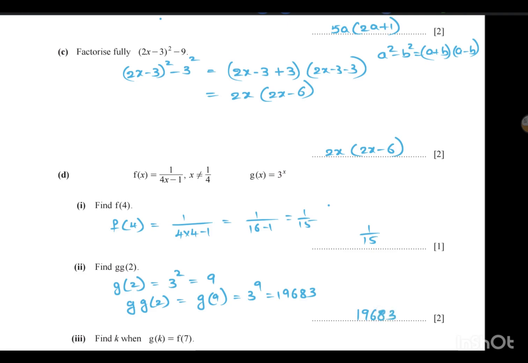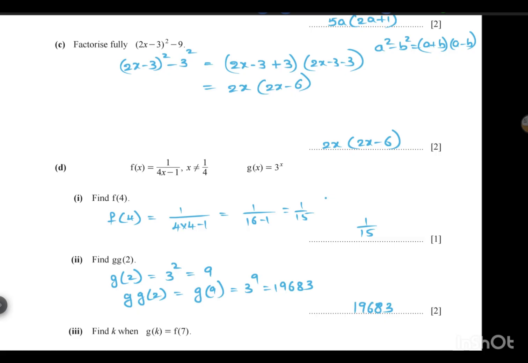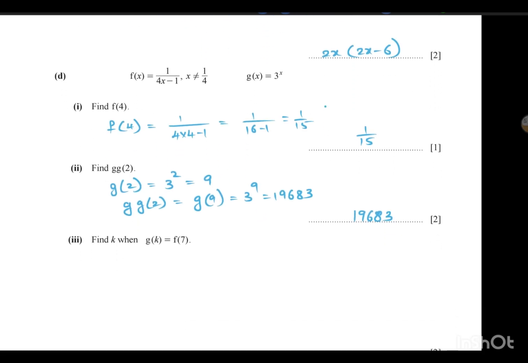Question number 3. Find k when g of k is equal to f of 7. So g of k is equal to f of 7, which will be 1 by 4 into 7 minus 1. So 1 by 24, 4 8s are 32. 32 minus 1 is 31. 4 7s are 28. My mistake. 1 by 28 minus 1 is 27.